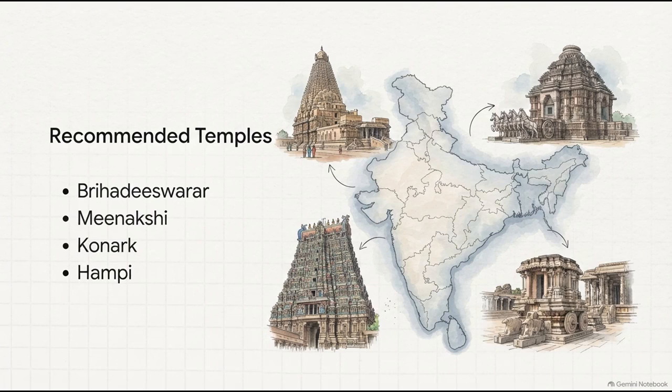To make things even easier, the author provides a short list of specific, breathtaking temples that perfectly fit this 10-minute script format. We're looking at Brihadeeshwar, Meenakshi, Konark, and Hampi. If you know anything about these locations, you know they are absolutely brimming with the exact kind of architectural impossibilities and deep histories that this script template was designed to showcase. They are essentially the perfect raw material for this viral blueprint.